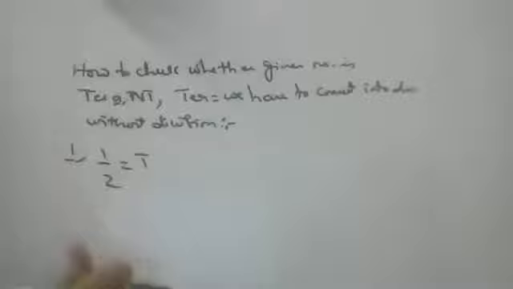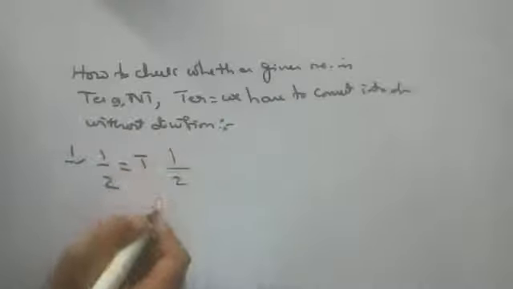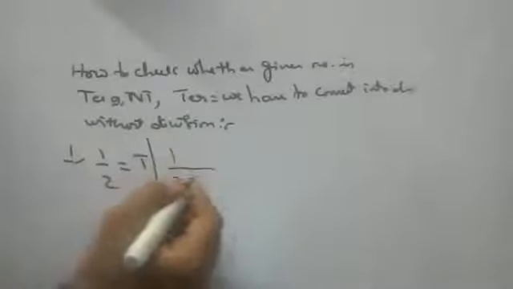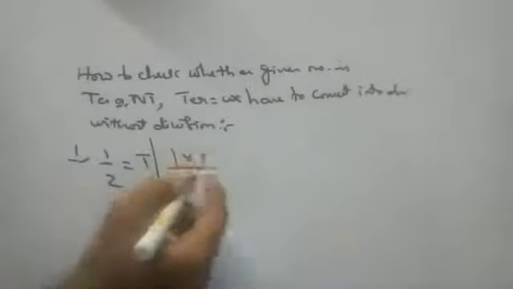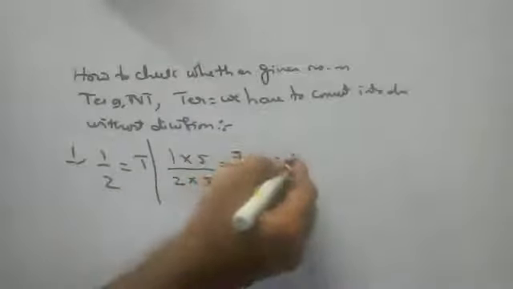Okay, now children, 1 by 2, is it terminating or not terminating? Only 2 is there, so it is terminating. If it is terminating, you have to convert into decimal. If it is not terminating, no need to convert. How do you convert 1 by 2 into decimal? Multiply and divide with 5, because in the denominator we should have 2 and 5. So 5 by 10, 0.5 is the answer.